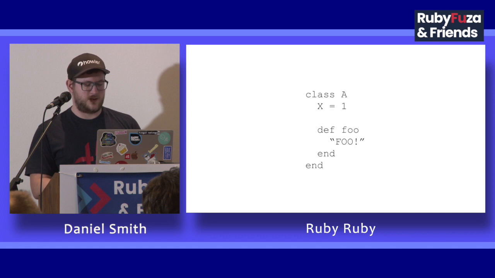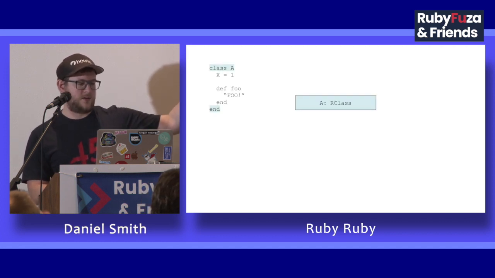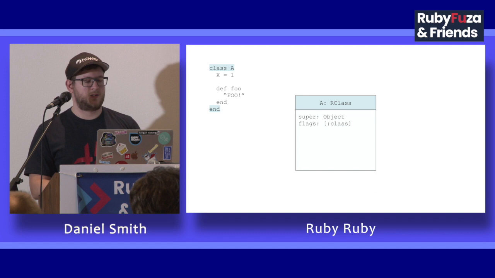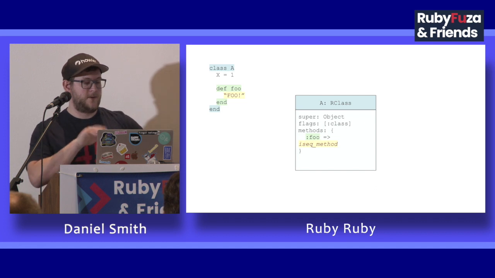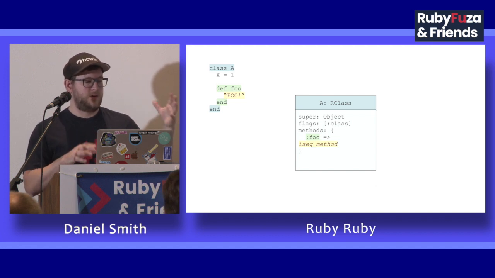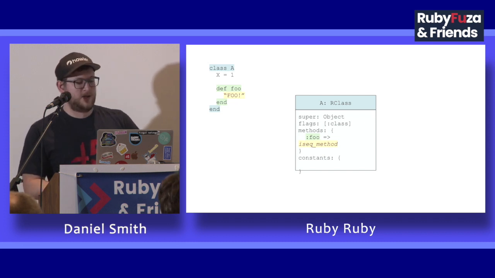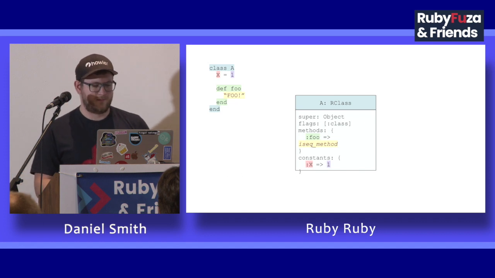All right, let's have a look at this. Here's a nice little class. It's got a constant and a method, so let's have a look at what that looks like. We've got A is an RClass, its super is Object, and it has the class flag to say this is a class as opposed to a module. It's got a foo method, which is an ISeq method because it was compiled from Ruby into ISeq, and oh shucks, everything's fallen out of this. And a constant X, its value is 1.